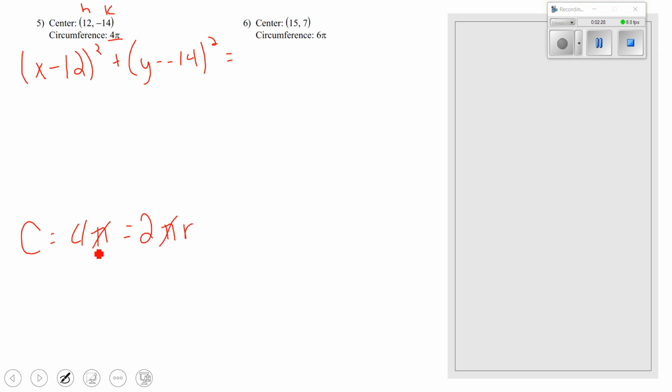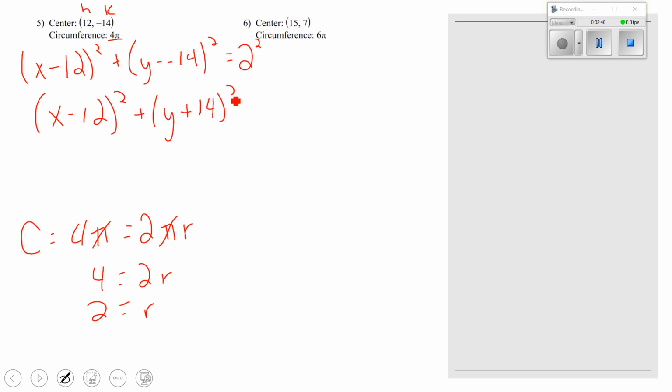So setting those two equal to each other, I see that 4 would equal 2r, or the radius would equal 2. So r squared would be 2 squared. I want to simplify. X minus 12 can't be simplified, but y minus a negative can turn into y plus 14, and 2 squared is 4.